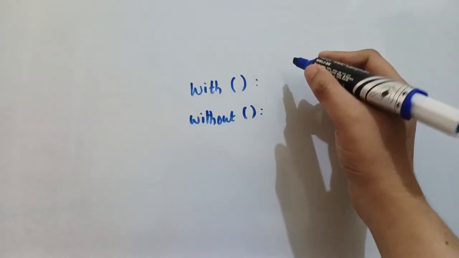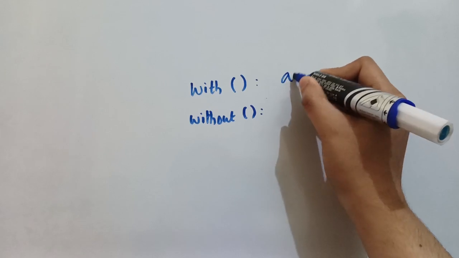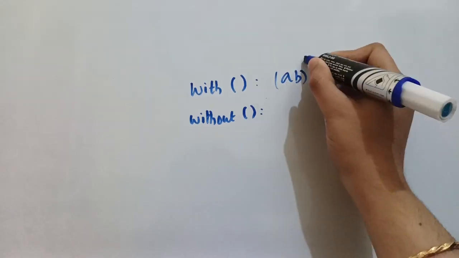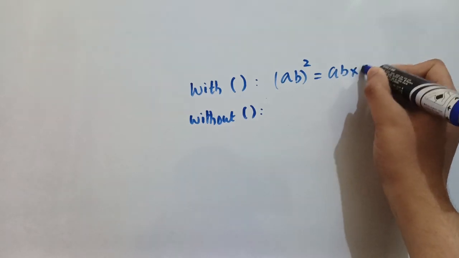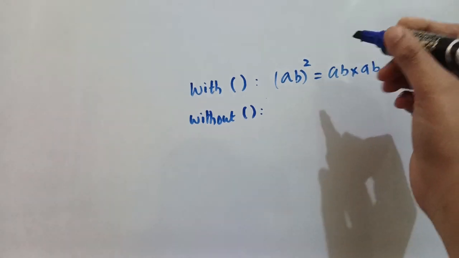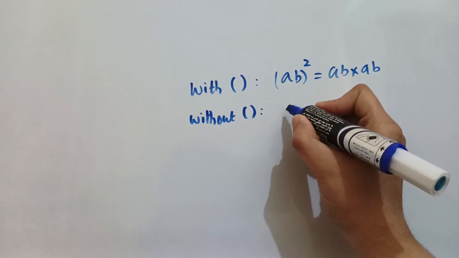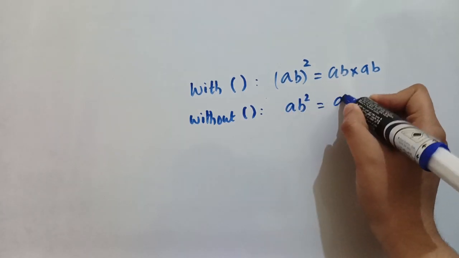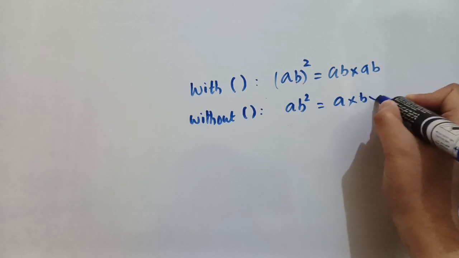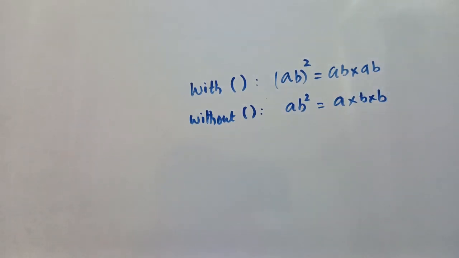That is, in general we can say (AB) whole square is equal to AB into AB, or without bracket AB square is equal to A into B.